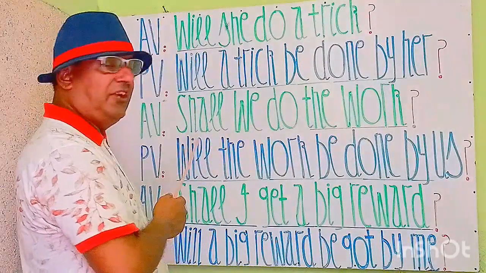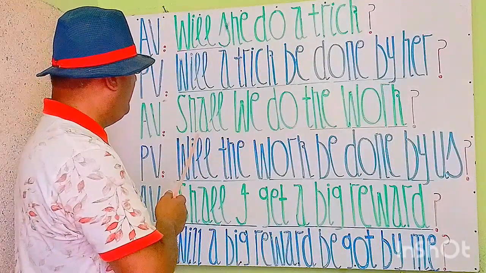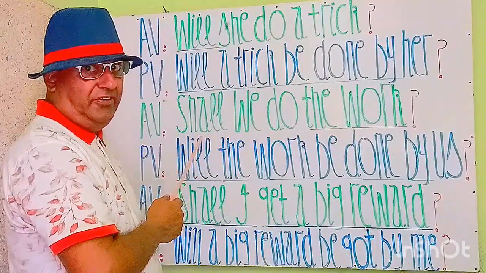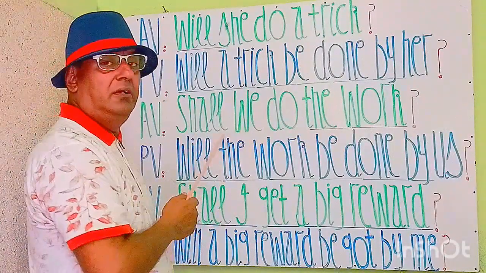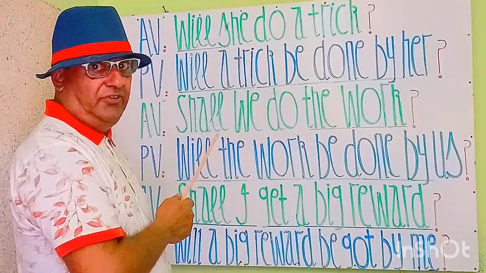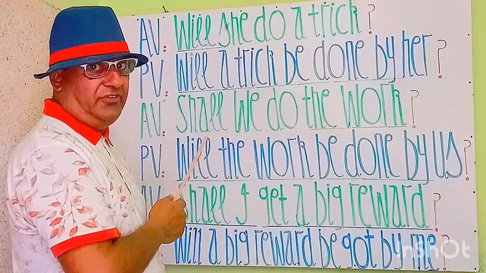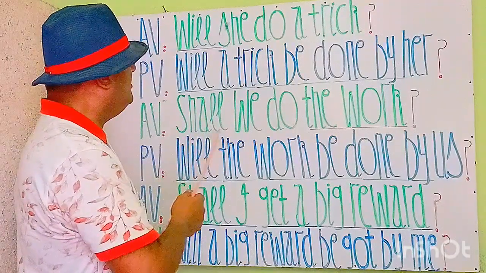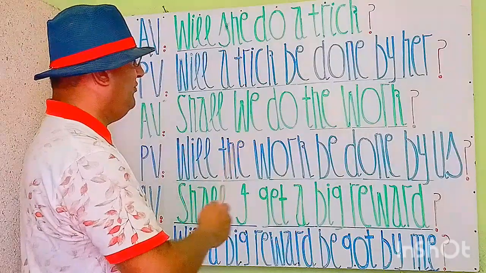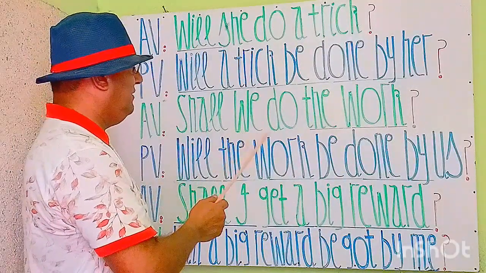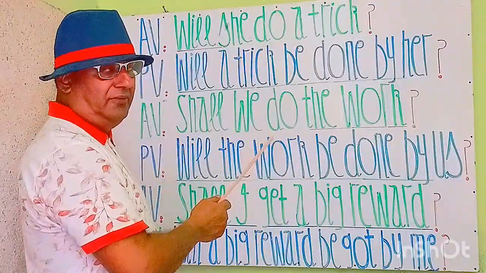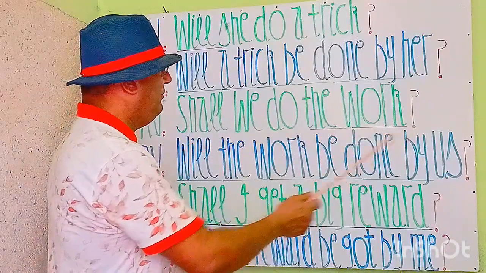Yes, my students. With we we add shall, and you see shall is at the start because it's an interrogative statement. Will and shall are written at the start of the statement in interrogative sentences only. So you see, shall we do the work? We is the subject, do is the first form of verb, and the work is an object.